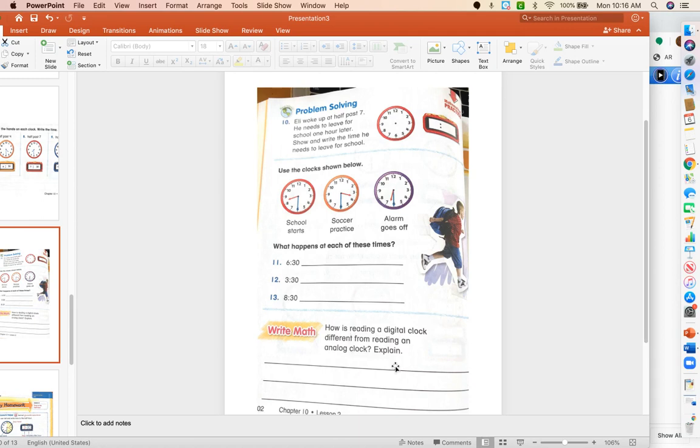Number 13, it says 8:30. The only one that we have left is school starts, but let's check to make sure that it is the correct one. The hour hand is between the 8 and the 9, so it is in the 8 o'clock hour, and the minute hand is pointing to the 6, so it is 8:30. So school starts at 8:30. Those kids must go to a different school because our school usually does not start at 8:30. Usually it starts at 7:30. We are early birds.